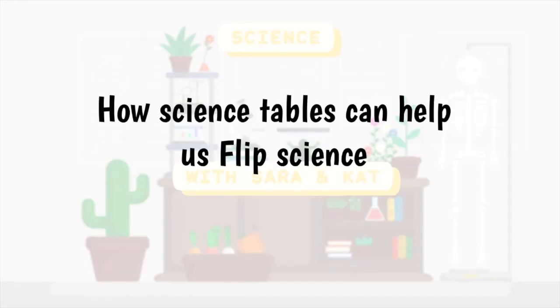This week we're going to be talking about how science tables can help us flip our science lessons. So what we want you to have a think about is how you can use them in a really focused way to flip some of the science content to introduce some of that prior knowledge before you come to teaching concept. I'm going to talk to you about an example of how to do that using climate change as the context.